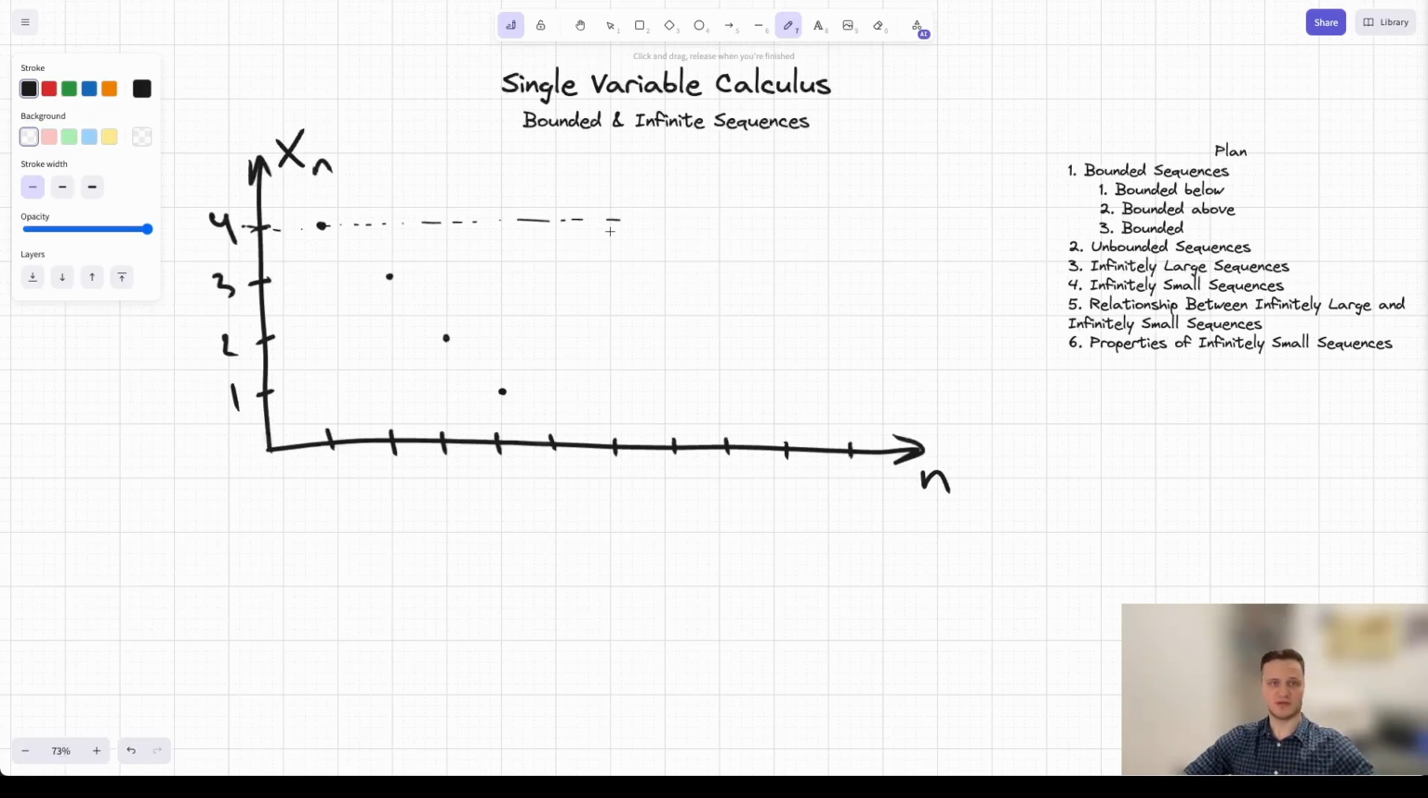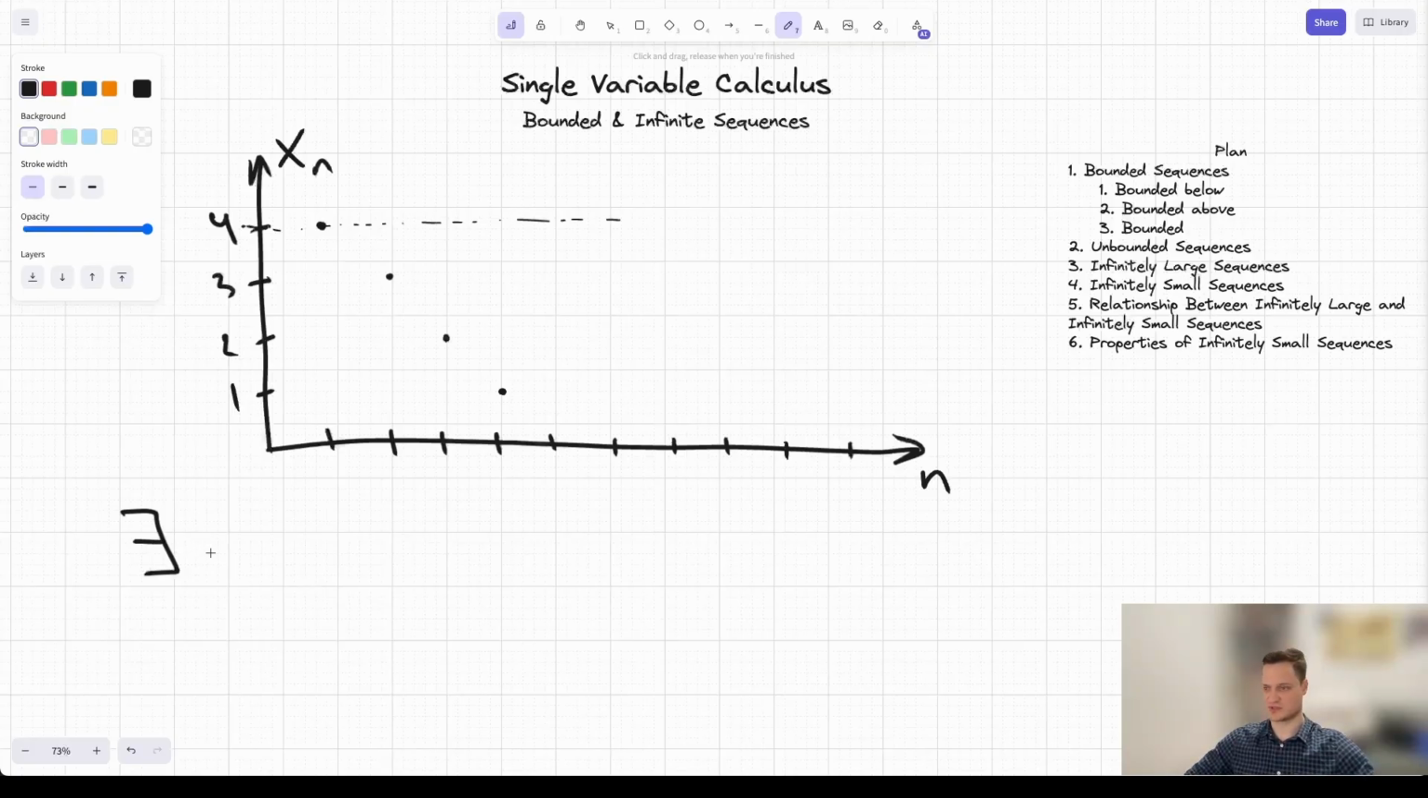In the same way, a sequence is called bounded above if there exists a number such that every element of the sequence satisfies the inequality that every element is below this number. This means that there is some kind of a ceiling that no value of the sequence ever goes above. And here is an example. There is a sequence starting from 4 and going below, and we can see that it is never above the ceiling. So this is bounded above.